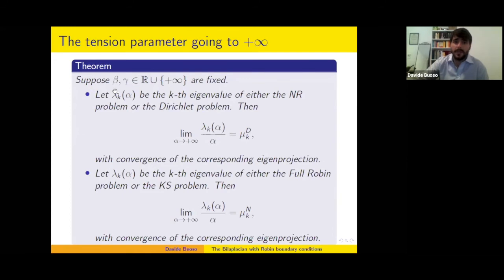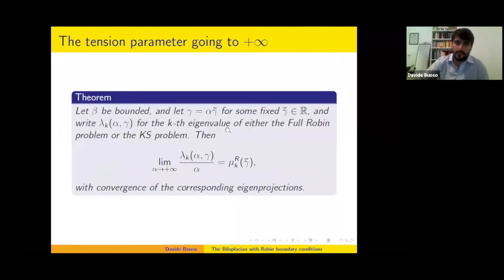So what happens if you allow them to vary? Let's say that you keep beta fixed, but now you allow gamma to go to plus infinity as alpha, and precisely we say gamma equals alpha times gamma tilde, where gamma tilde is a constant in R. Then in this case, that boundary term is not killed anymore, and you have convergence to Robin eigenvalues with the Robin parameter gamma tilde now, which is precisely what you expect.